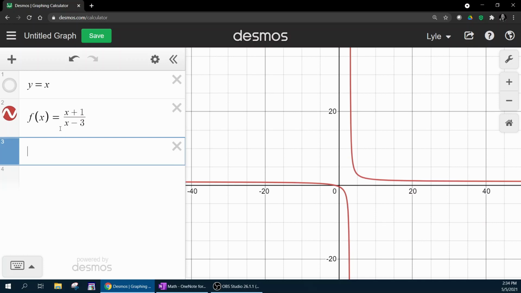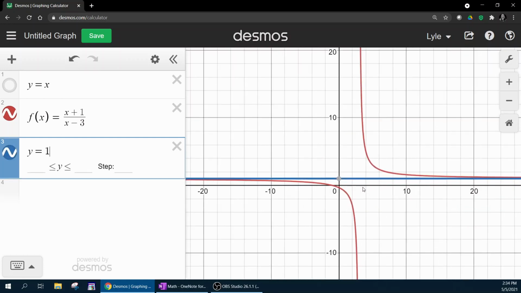So to find the horizontal asymptote of a rational function, if the degree of the numerator and the degree of the denominator are the same, then your horizontal asymptote is going to be y equals the lead coefficient of the numerator divided by the lead coefficient of the denominator, which in this case would be 1 over 1, which is 1. And you can see by putting that in there that that fits nicely. That is where the horizontal asymptote goes, and so that is the value that y can't be.